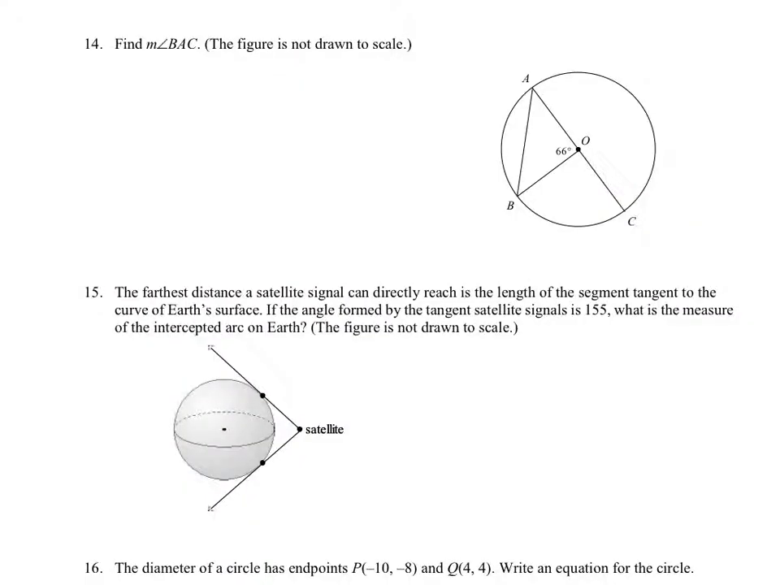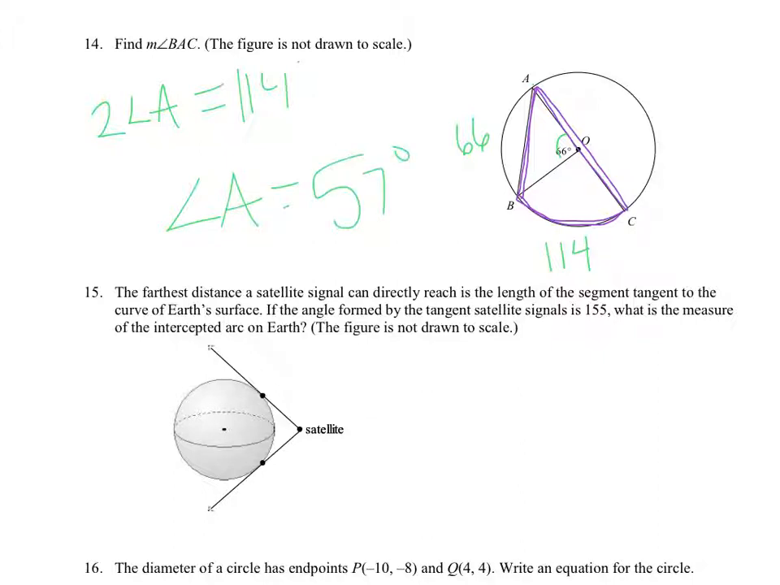Find the measure of angle BAC. If I want to figure out what this angle is, I need to figure out what this arc is. A couple things while looking at this problem, I noticed that I'm given the center. If I'm given the center and the diameter, that means this is 180. I also know that if this is 66, this is 66. Again, this is 180, so I can figure out arc BC by doing 180 minus 66, and I get 114. Now, 2 times angle is equal to arc. So I have to divide by 2. I get 57. Angle A is equal to 57 degrees.